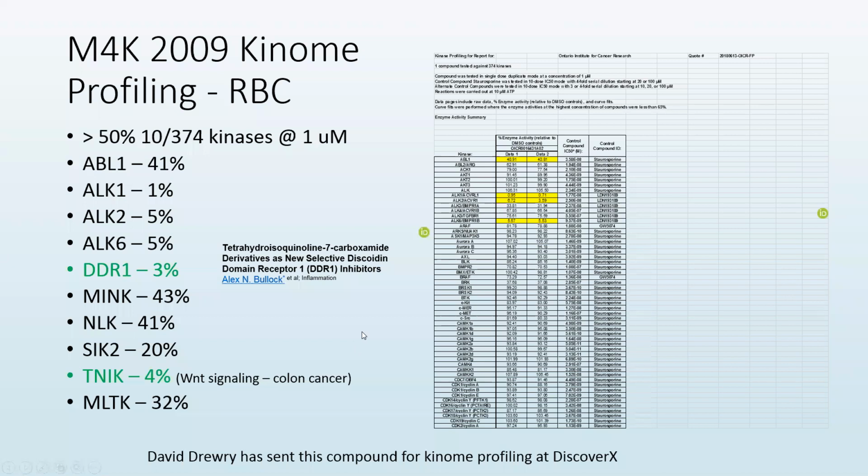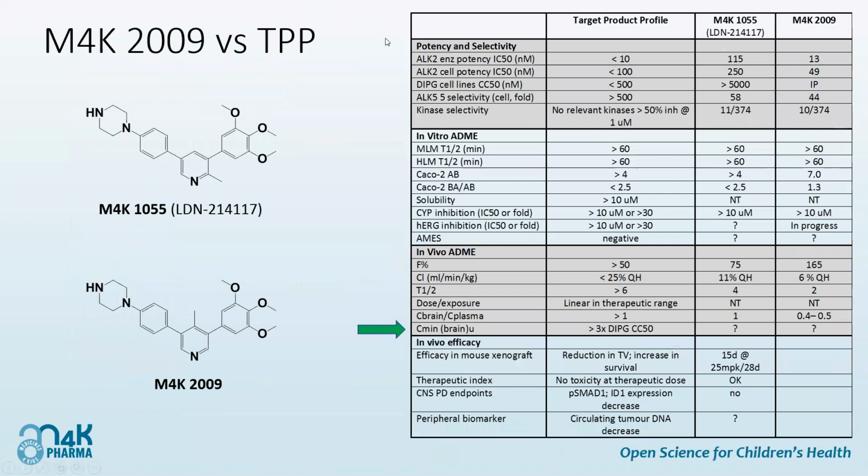So overall, though, I think hitting only 10 out of 374 kinases, in which 3 of them we already knew about, and really only these 2 very strongly, is quite promising. And so this is a quite selective kinase inhibitor. The M4K 2009 versus the TPP looked really quite good.